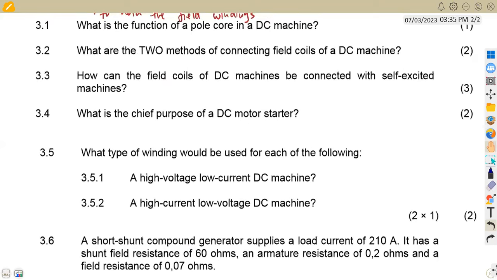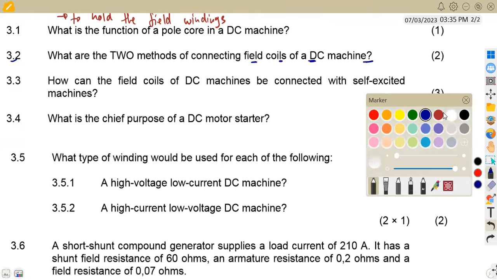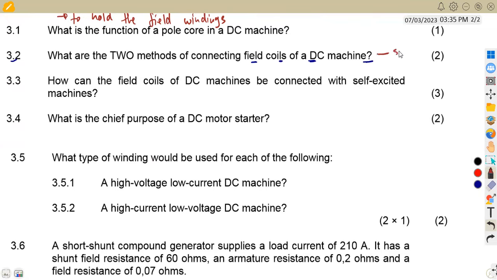If you check on 3.2, we were given: what are the two methods of connecting field coils of a DC machine? There are methods that can be used when connecting the field coils. We can have it separately excited, or it can be self-excited. So let us just have this part. Remember, these are the methods.